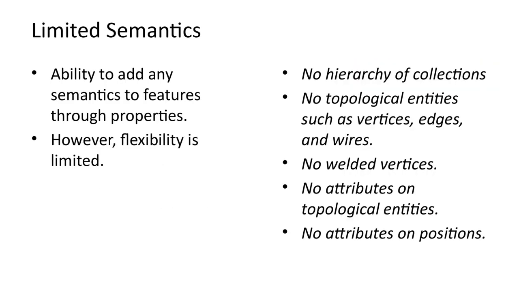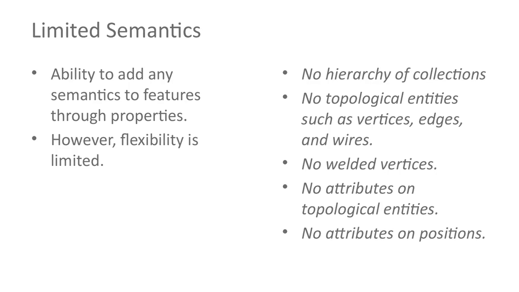In general, GeoJSON allows arbitrary semantics to be applied to geometric entities. This type of approach is common in the geospatial domain. However, the flexibility of how this semantics is applied is quite limited. It is not possible to represent hierarchies of collections. There are no topological entities, such as vertices, edges, and wires. It is not possible to have welded vertices, which makes it difficult to represent connectivity between entities. And it is not possible to have attributes on positions, vertices, edges, and wires.